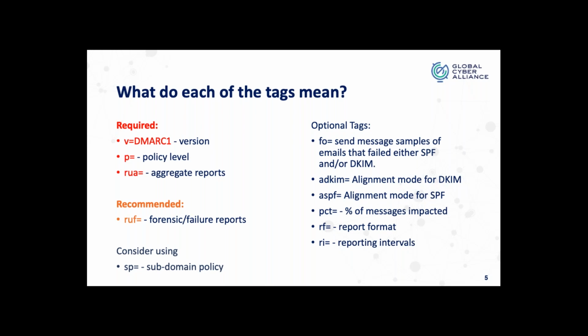The one that I want to focus on first here is the one under required, which is v=DMARC1. That is absolutely required. That is the very first tag you're going to implement on your policy. So the v= does not come at the end. It's not put in the middle. It's at the start. Always start with v=DMARC1. Is it case sensitive?